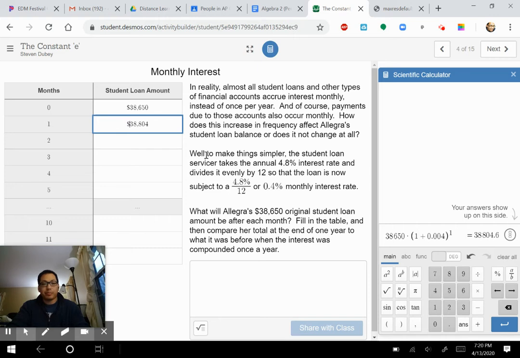Make it simple. Okay, and if we keep doing this now, each month she's increasing by this 0.4%, which is a smaller increase, but she's going to do it 12 times in the year. Pause the video and see if you can fill in the rest of this table and see what is it going to be at the end of the year after 12 months.